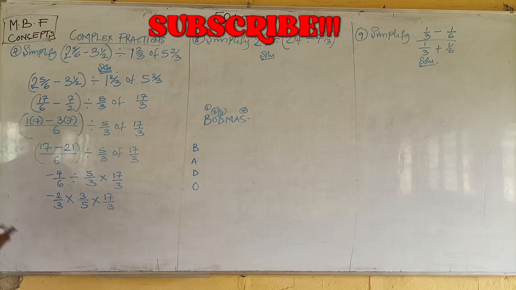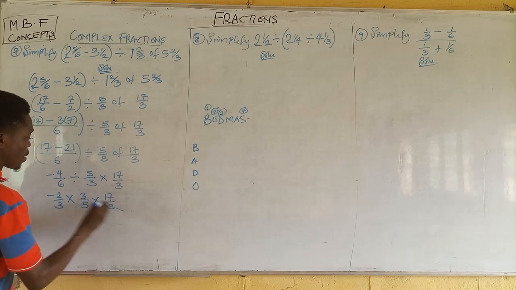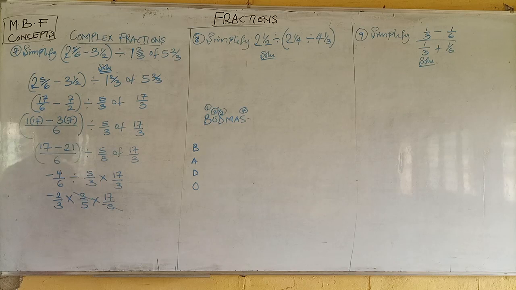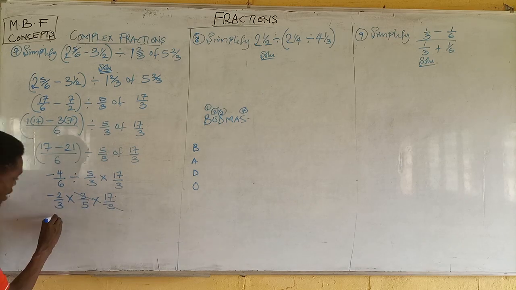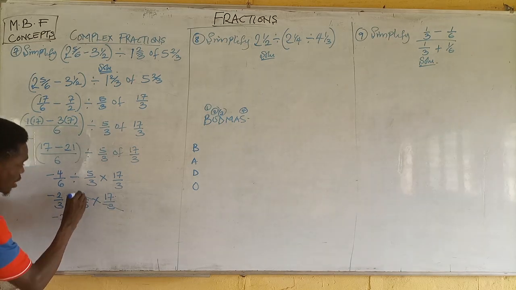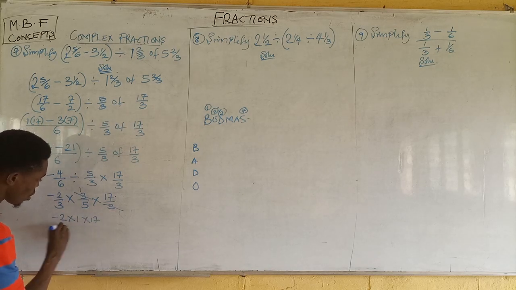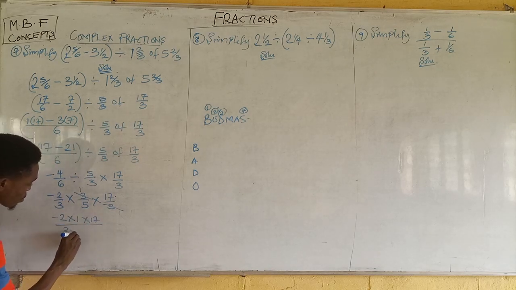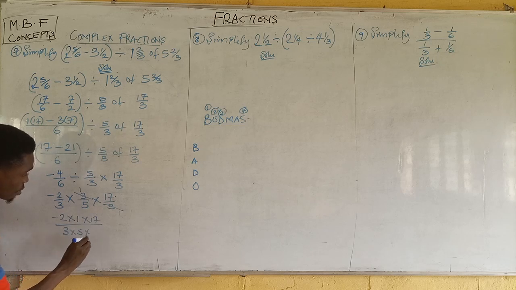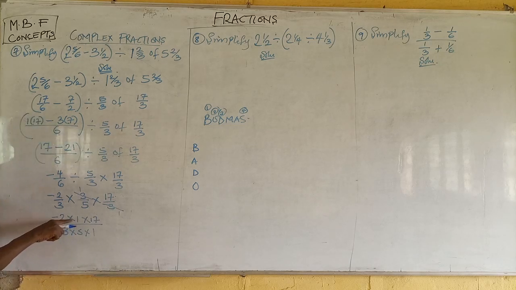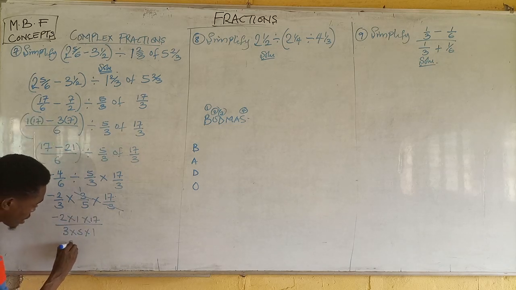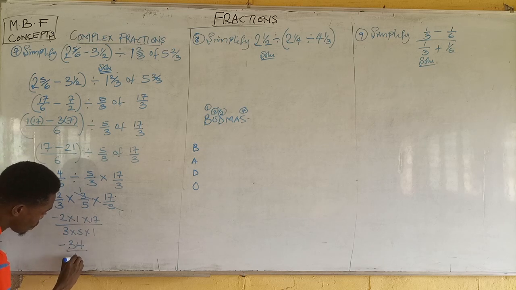What next do we do? We simply cancel out whatever we can cancel using the diagonal division. 3 cancels 3, and at the end, 17 has nothing in common with this, 3 has nothing in common with this, so I'm going to just have minus 2 times 1. Remember that here is 1, here is 1 if you want to, then times 17 all over 3 times 5 times 1. Now minus 2 times 1 times 17 gives us minus 34 over 15.